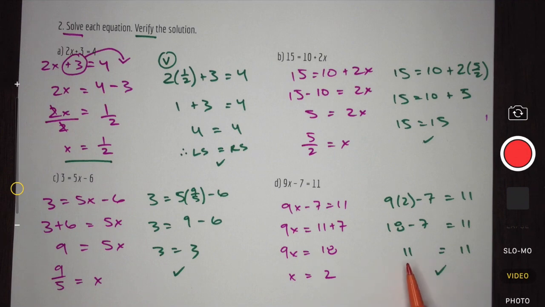So if you get a situation where the left side does not equal the right side, you do need to make sure that you go back and double check because there has been an error somewhere.